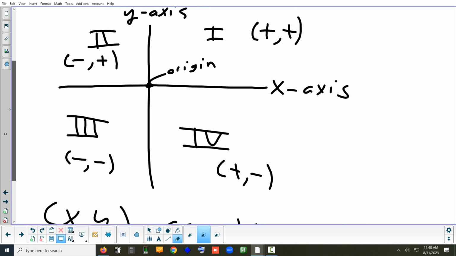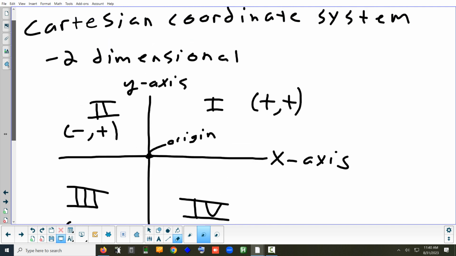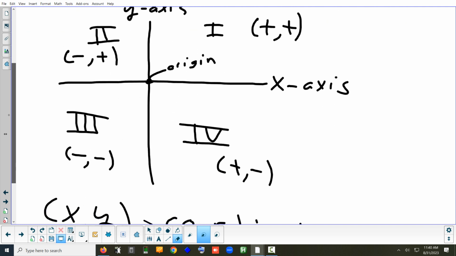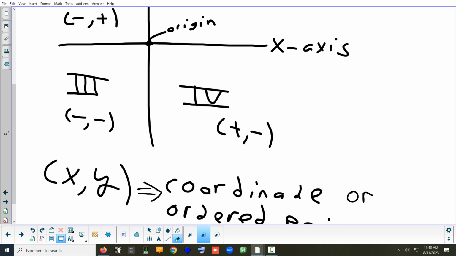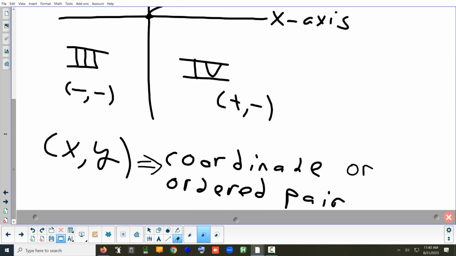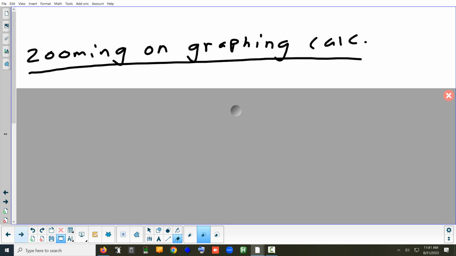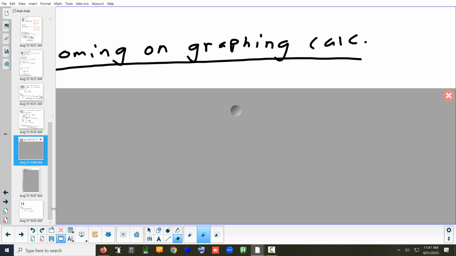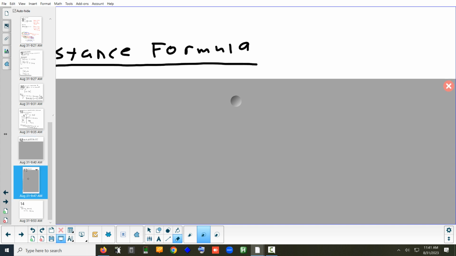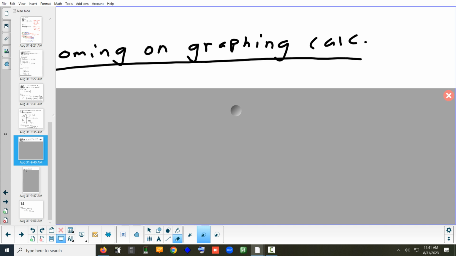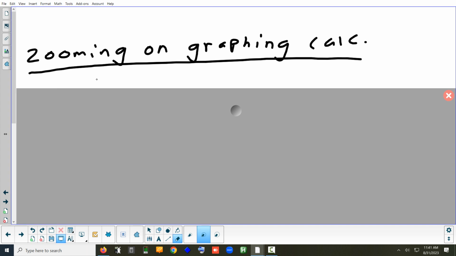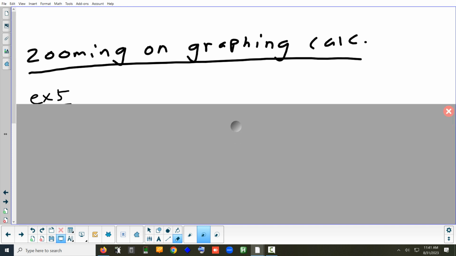Any questions on the coordinate? This is called a coordinate plane, and it is two-dimensional. Okay, so graphing calculator, let me just see, I think we're almost, yeah. Okay, so zooming on the calculator. That is a big thing we're going to do all year. And we may have to zoom in or out depending on the graph that we're drawing. Let me graph something and just show you what can happen.